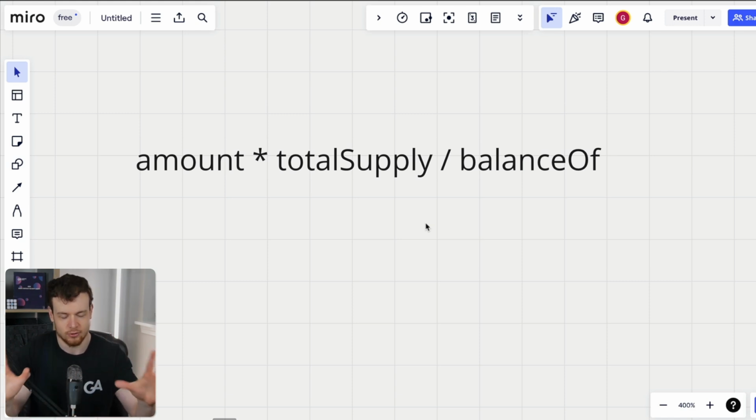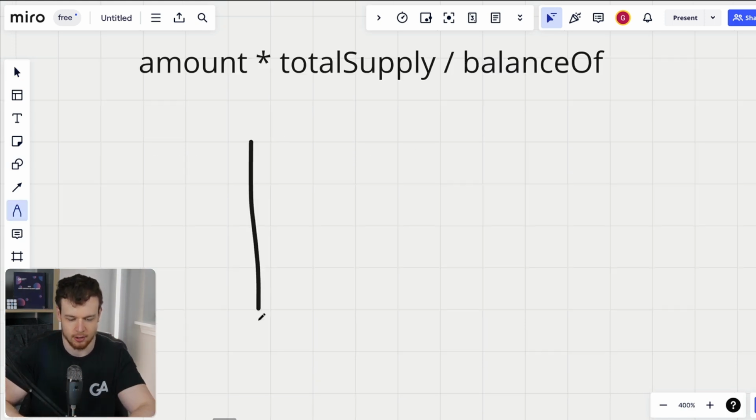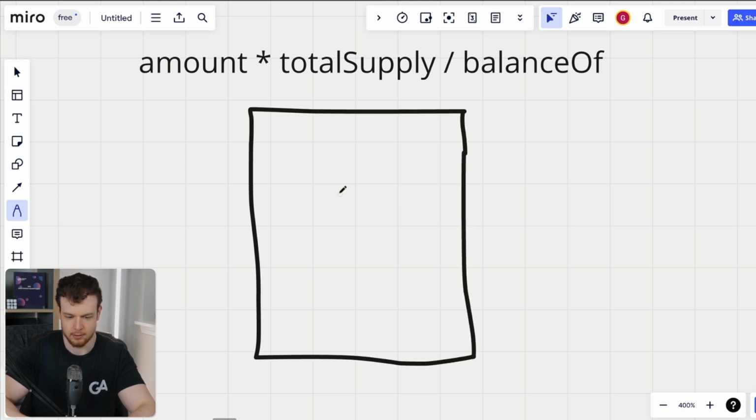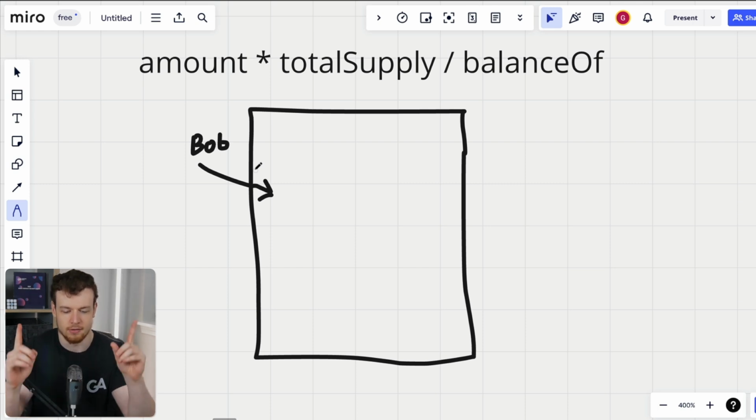So let's see, what do I mean by that? Let's draw out our classic vault system here. It is a perfect rectangle, which is of course how we represent smart contracts. And let's say we have a user, Bob, who comes in, and Bob is the first user of this vault system, right? He has submitted a transaction to the mempool to be the first depositor.